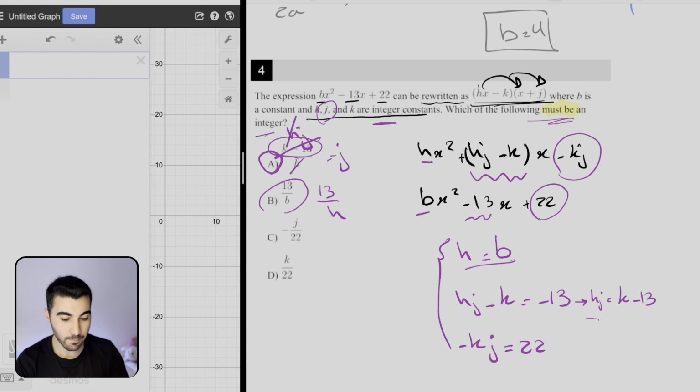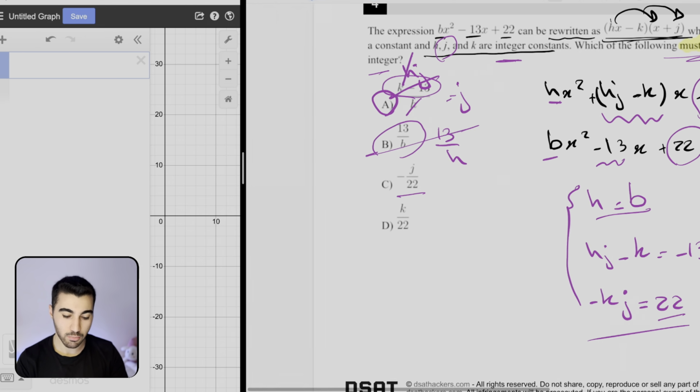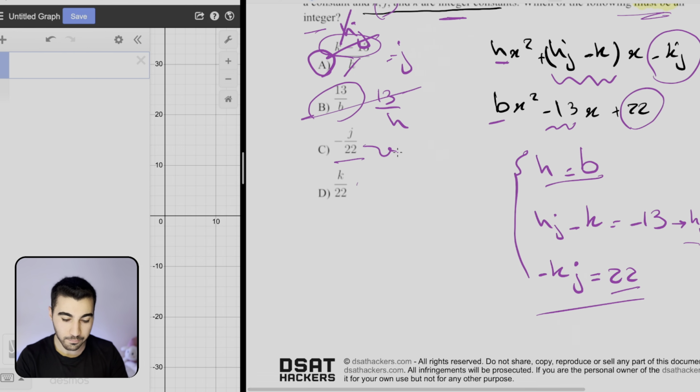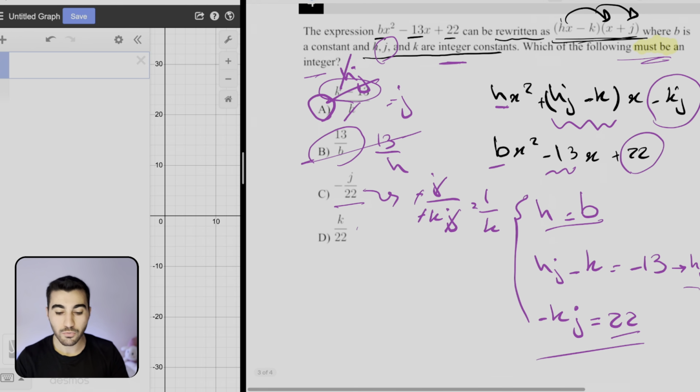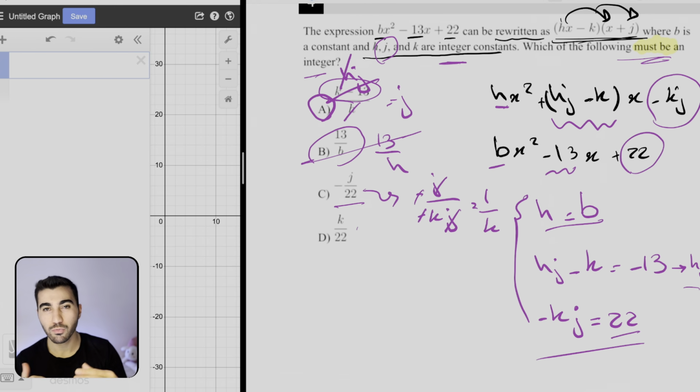So this is out. Negative j over 22, I see that here. So what we can do, 22 is negative kj, so let's just put that here. Negative j over, so 22 is negative kj. So negatives cancel out, j's cancel out, and what I get is 1 over k. K is an integer, so 1 over k, if k is 1, it will be 1 over 1, we get 1, it's an integer. But if k is a different number, it won't be an integer, so it's not always an integer. This is also out.